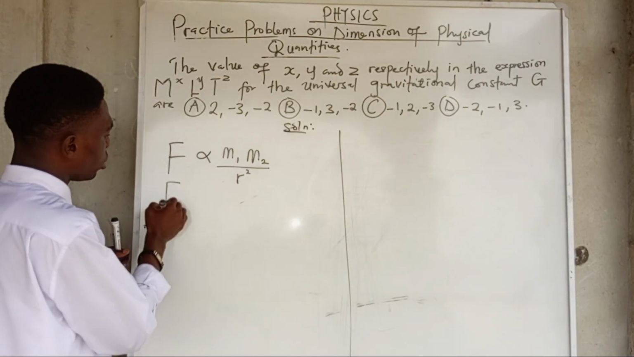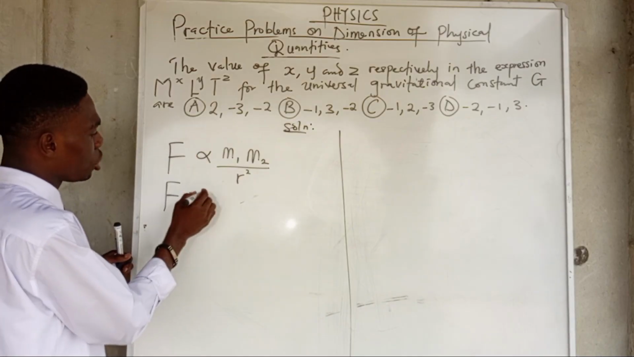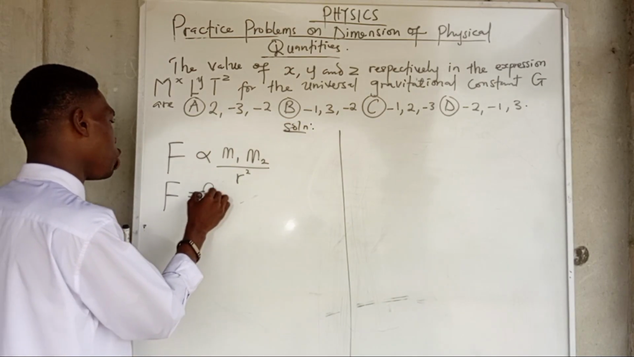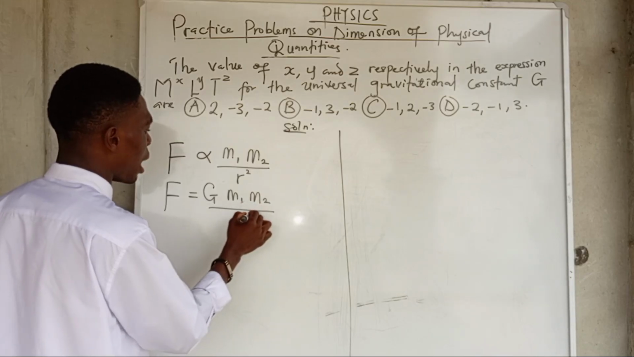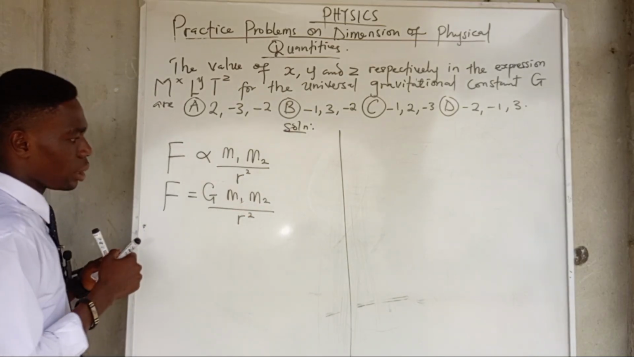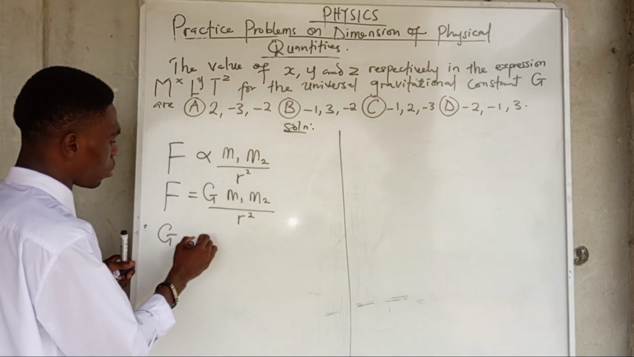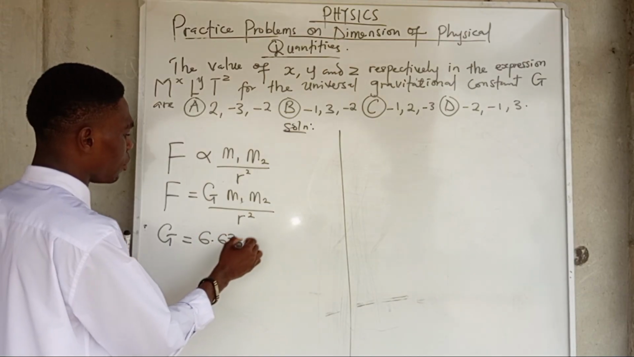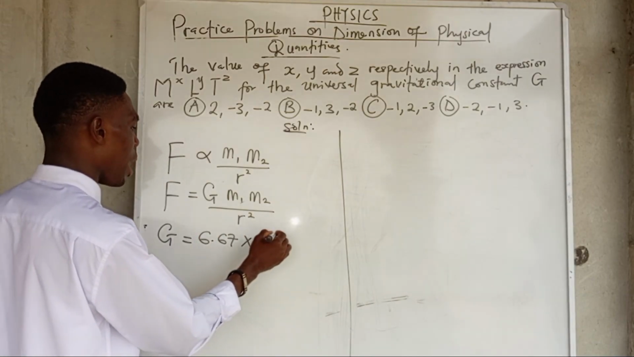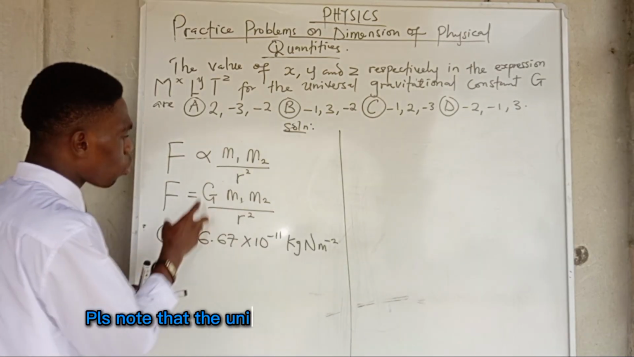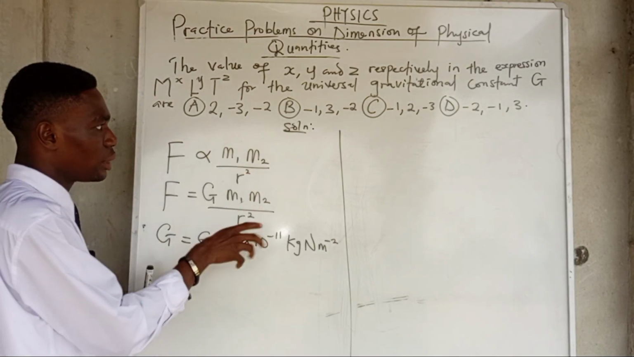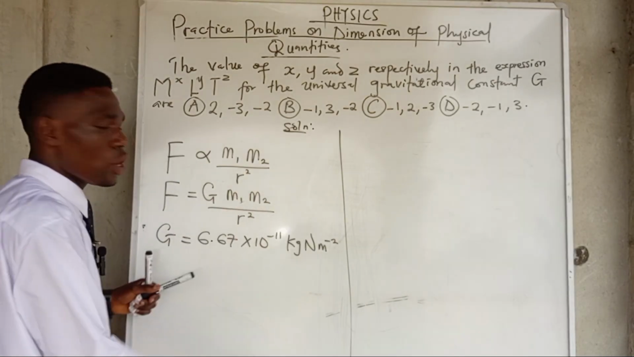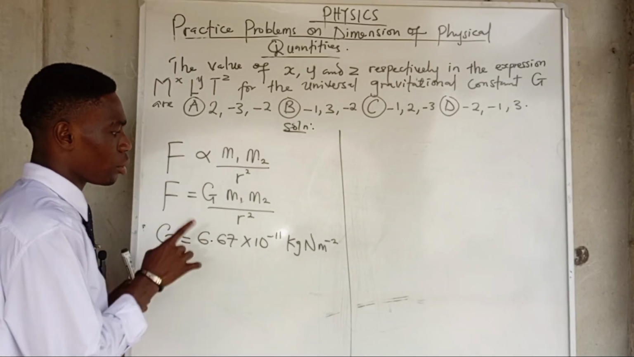And so, removing the proportionality sign and putting a constant, I'll put G, then m1 m2 over r squared. Are we together now? Take note that the value of G is equal to 6.67 times 10 to the power of minus 11. So we are looking at the dimension for G, and for us to do that, we are going to make G the subject of the formula.